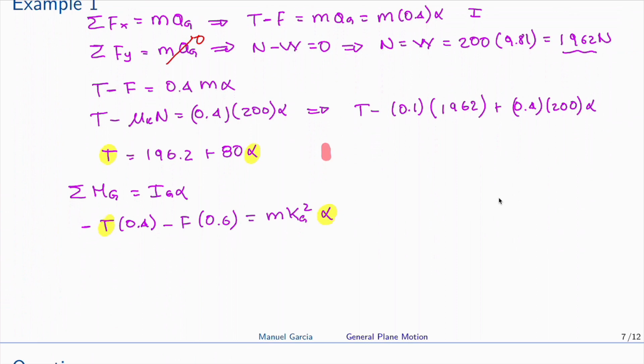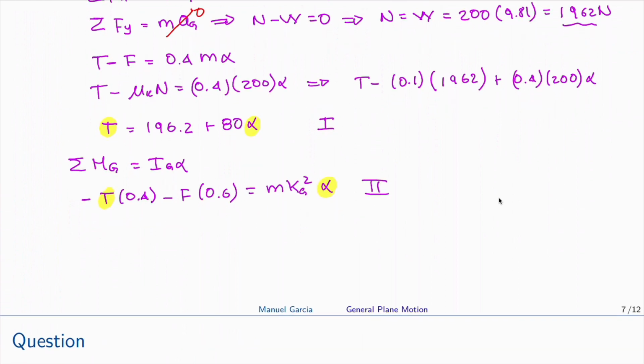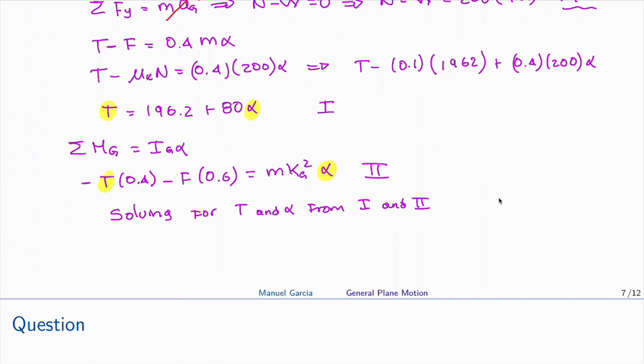So we have two equations: equation 1 and equation 2. Solving these two equations for T and alpha from 1 and 2, we have that alpha is equal to 750 radians per second squared, and T equal to 797 newtons.